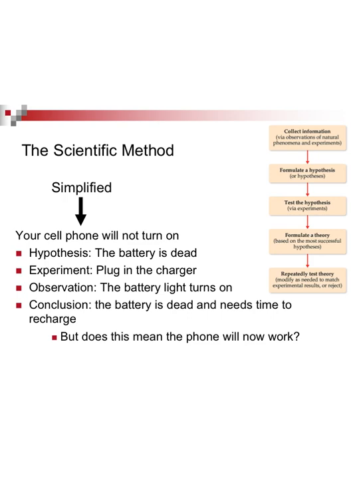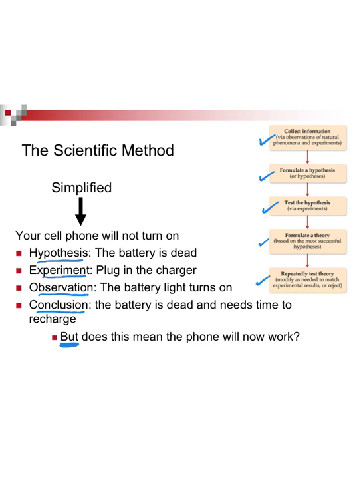The second thing to talk about here is the scientific method. You've seen it before: collect your information, formulate a hypothesis, test the hypothesis, formulate a theory. So let's make it simple. Your cell phone is not going to turn on. The hypothesis you could make is the battery is dead. The experiment you could do is plug in the charger. The observation you may make is the battery light turns on. So you can relate to this example. The conclusion you could come to is the battery is dead and it needs time to recharge.